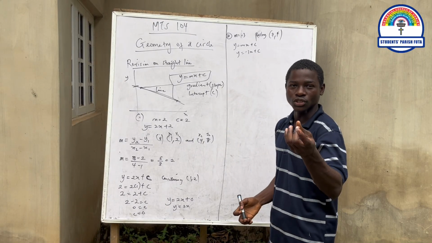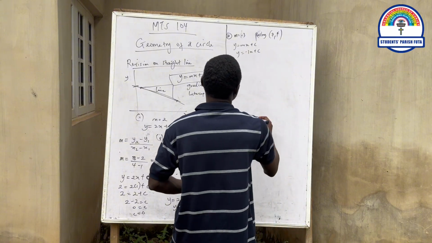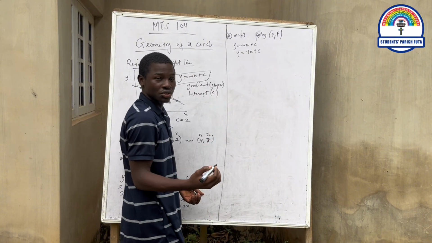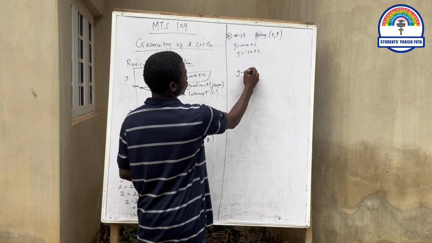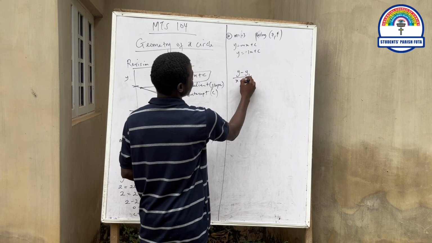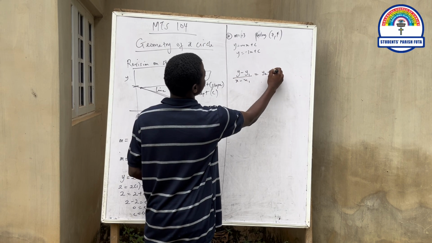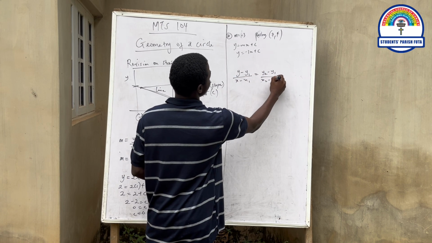Another formula to get your slope, and to get the equation of a straight line, is a combined formula, which has y minus y1 over x minus x1 equals y2 minus y1 over x2 minus x1.